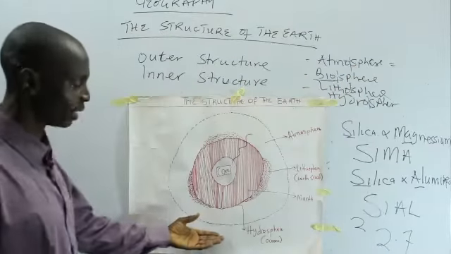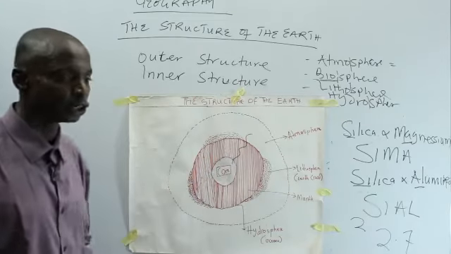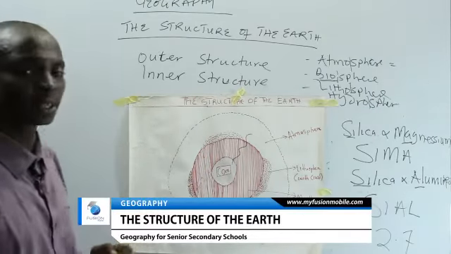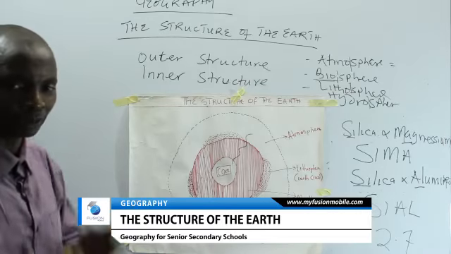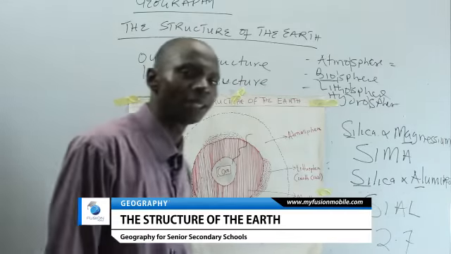This is what we can take for now. We've known the outer structure, the inner structure, the chemical constituents of the inner structure, and what these spheres are and their composition: the atmosphere, the biosphere, the lithosphere, the hydrosphere. And this is the diagram of the internal structure of the earth. So our next topic as we proceed is rocks. That is what we are going to consider next.